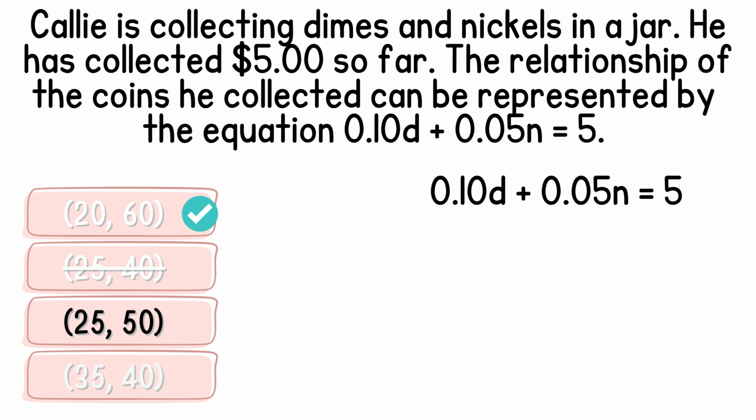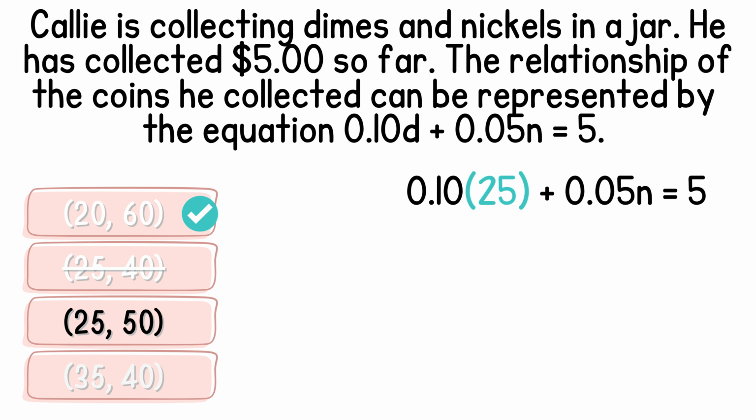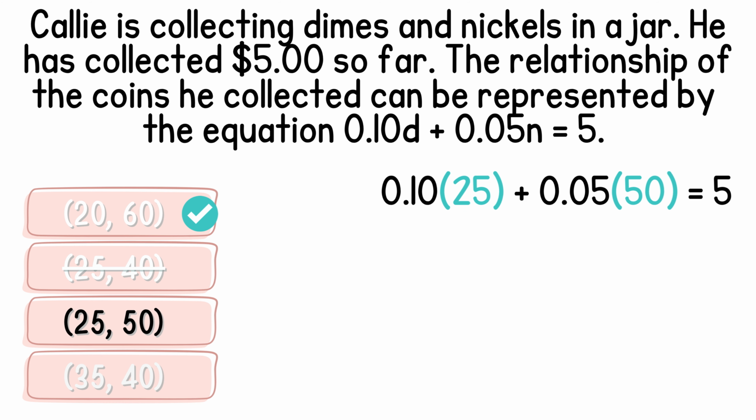Now let's look at 25 dimes and 50 nickels. D becomes 25 and N becomes 50. Multiplying gives us 2.5 and 2.5 again. So when we add them, we get the 5 that we wanted, so this is also a solution.